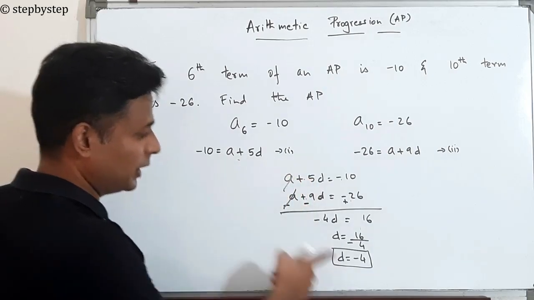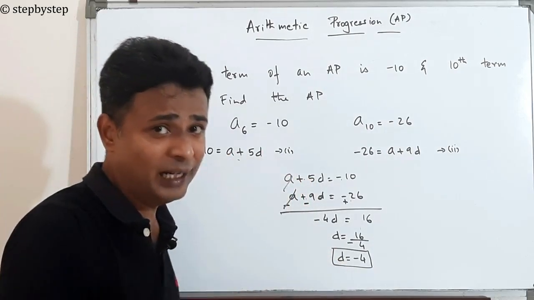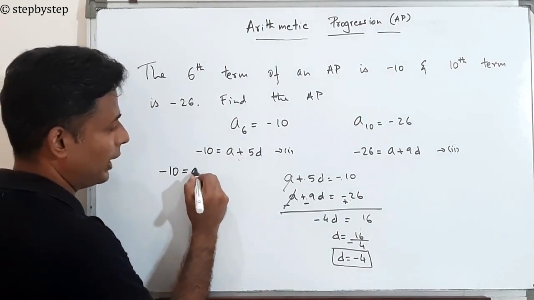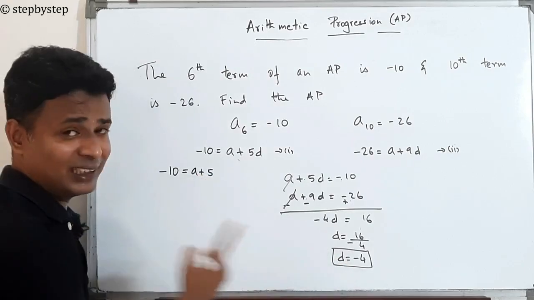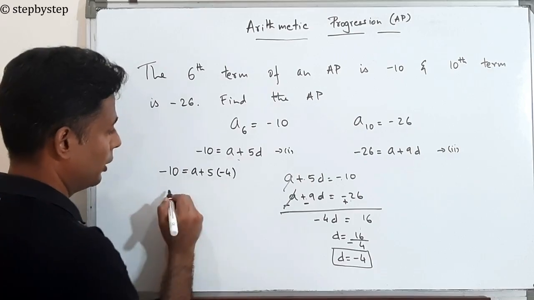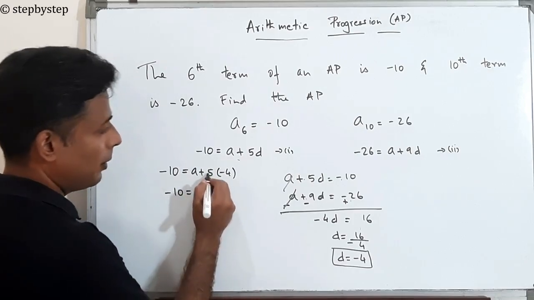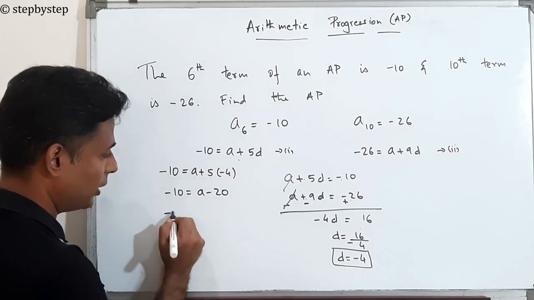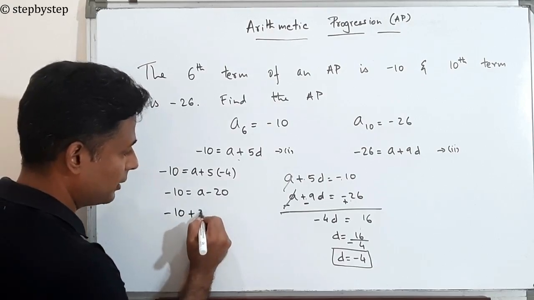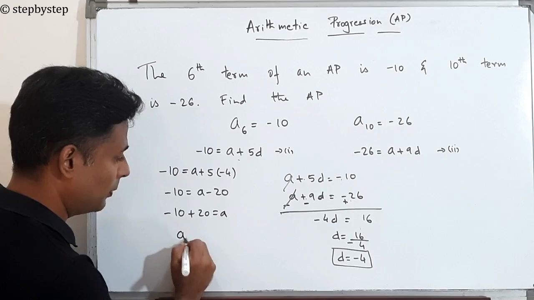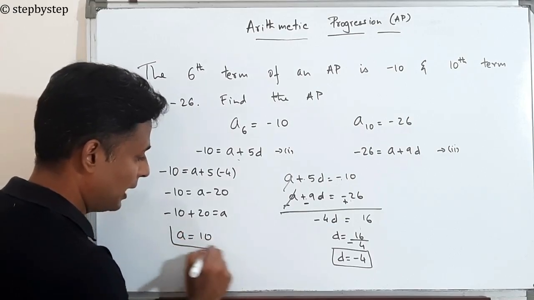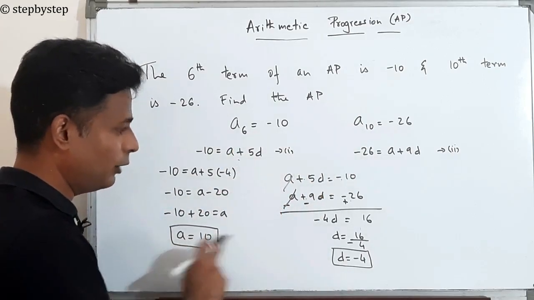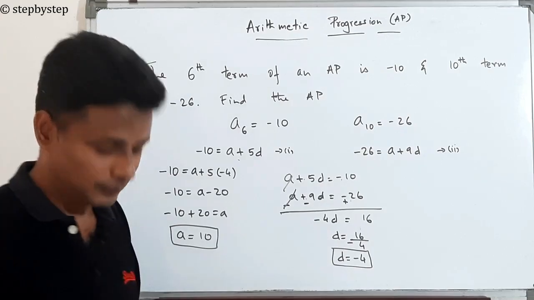Now we can substitute the value of D in one of these equations to find A. So I'll use this equation. What do we have? Minus 10 equal to A plus 5 into D. But D is how much? Minus 4. So minus 10 equal to A plus 5 into minus 4, minus 20. So I'll transpose this minus 20 to that side. I'll get minus 10 plus 20 equal to A. So how much do I get? A is equal to plus 10. So using these two equations, we found the value of A and D.